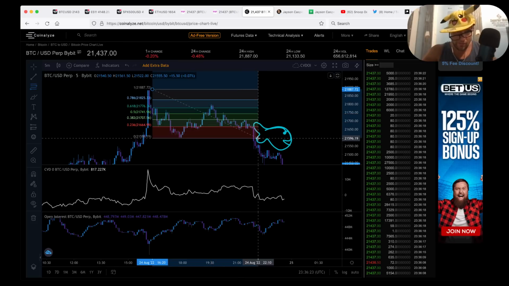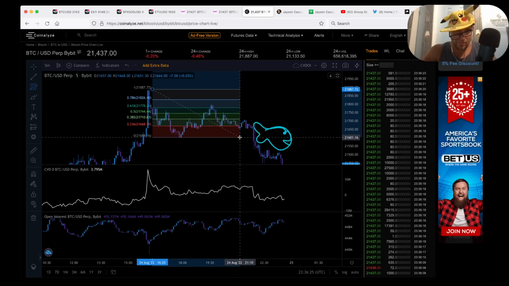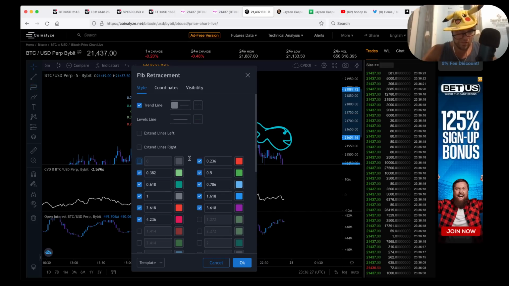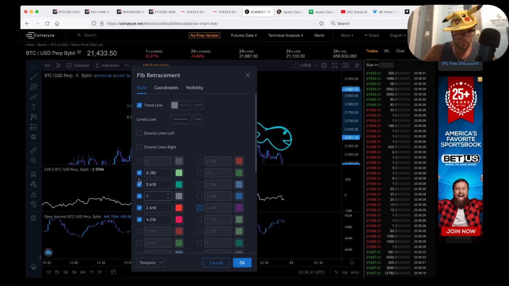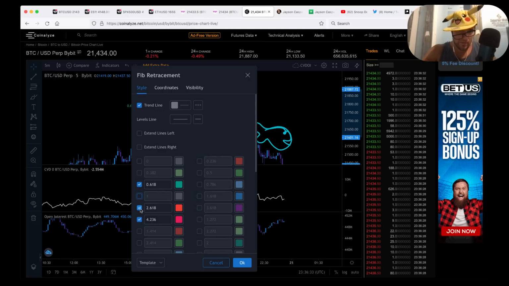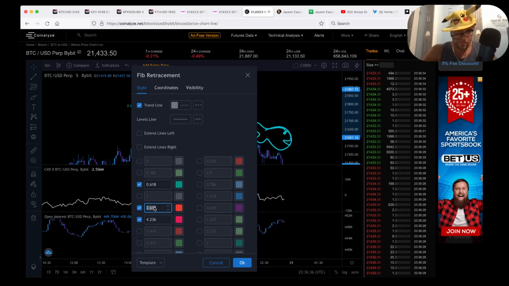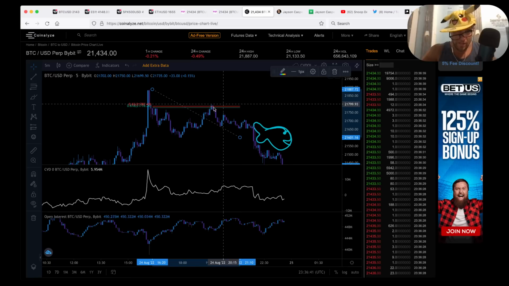Okay, now the fib is very ugly on coinanalyze.net, so we're going to have to make it a little bit better. But I just want to show you that we have the 0.65 right here. We have our golden pocket up here.